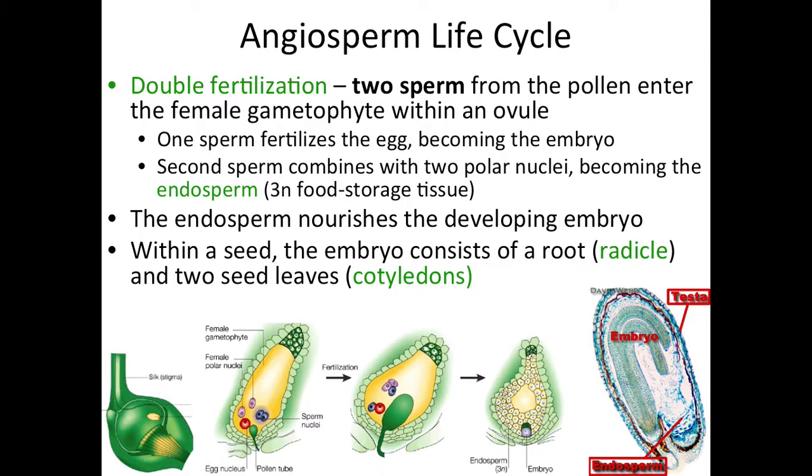Here's just another picture of the same thing. The pollen tube enters the female gametophyte. The sperm are released. Here's the sperm. One of them will fuse with the egg here. One of them will fuse with the polar nuclei. This becomes triploid tissue, the endosperm, and this becomes the zygote, which develops into the embryo. And this becomes your seed.